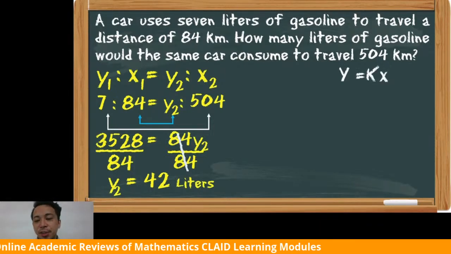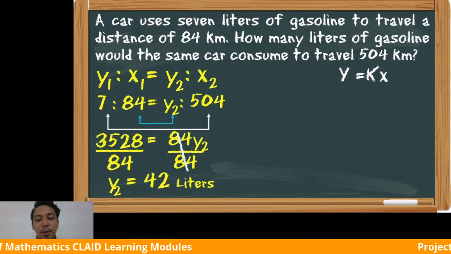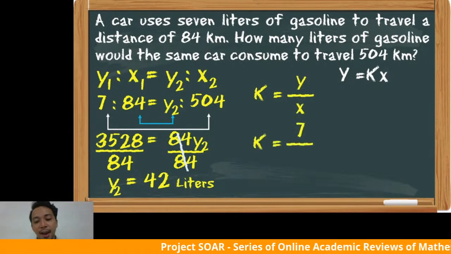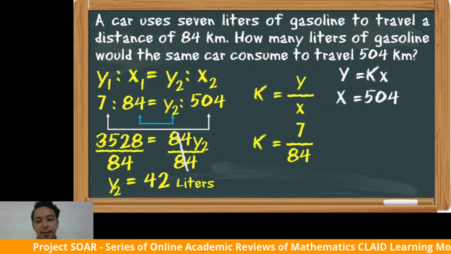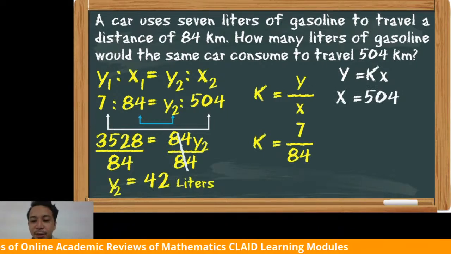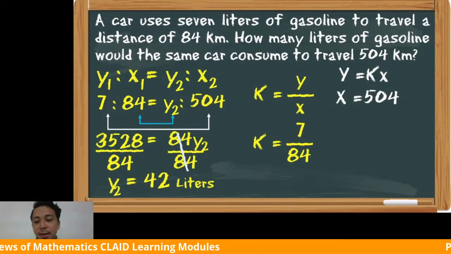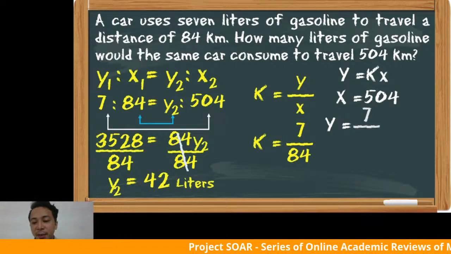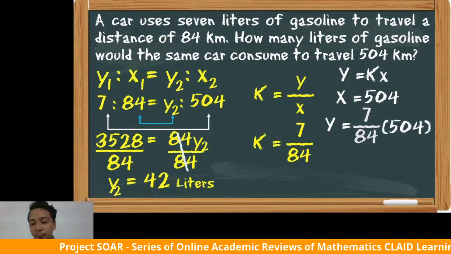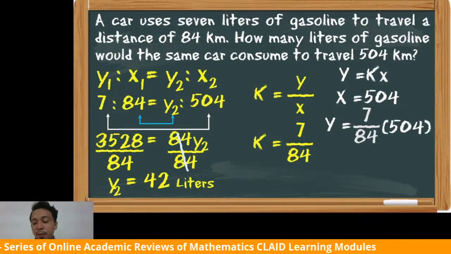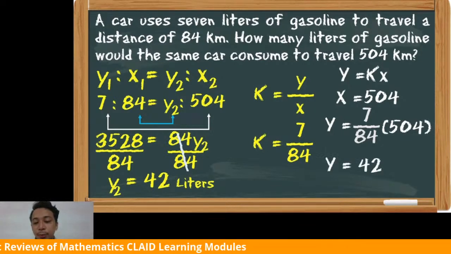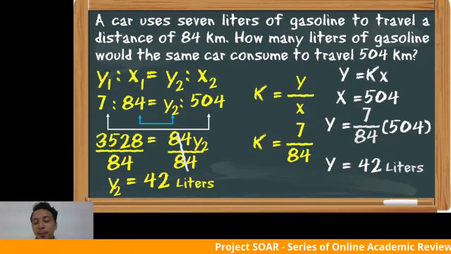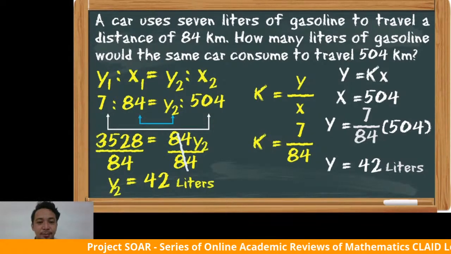Let's use the other equation, which is y equals kx. Solving for k, we'll have 7 over 84. And x now is 504. Substituting the values of k and x, we'll have now y equals k, our k is 7 over 84, and then x is 504. So multiplying 7 over 84 by 504, we'll have 42 liters. So the car will use 42 liters for 504 kilometers.